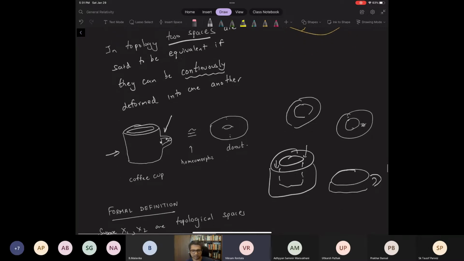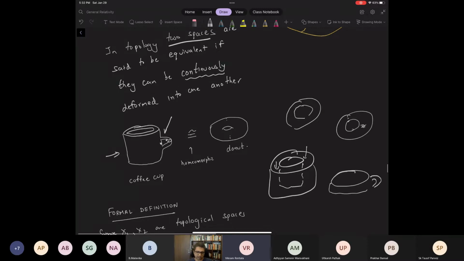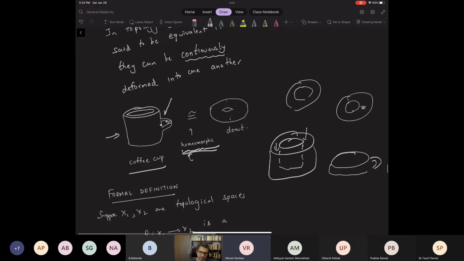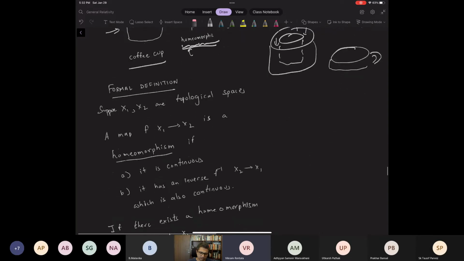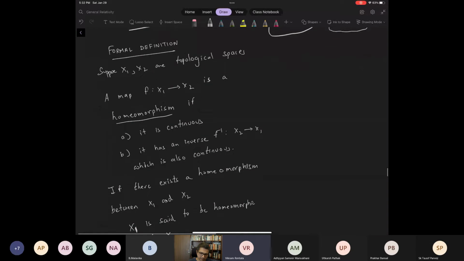Okay, so what we want is some kind of formal definition which formalizes this notion of deforming one space into another, and how you classify spaces based on whether or not they can be deformed from one to another. So in this way of thinking about it, you would say that the coffee cup and the donut are, and you give it a word, that word is called homeomorphic, okay? Morphic means shape, homeo means same shape. So by a shape distortion, they're the same, similar to each other, okay? So the formal definition is something like this.